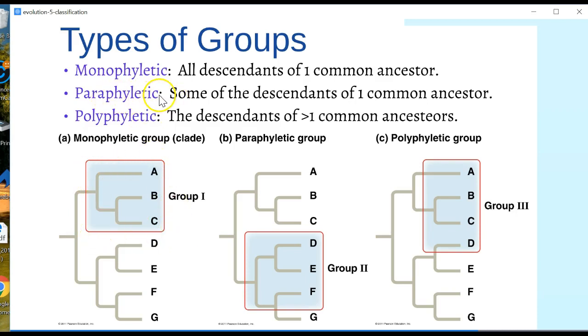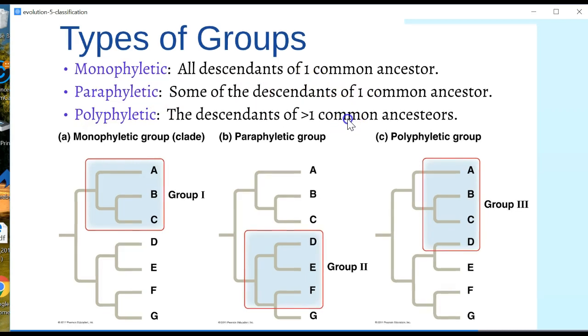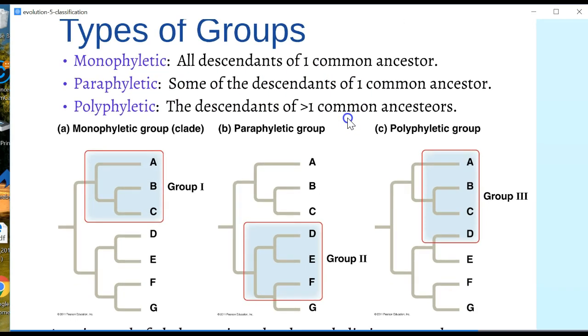A paraphyletic group is some of the descendants of one common ancestor, just like this. So some of the descendants, but see how we neglected G? So it's not monophyletic because it only has some of the descendants of that one common ancestor, which is here. And then finally, the polyphyletic group. These are the descendants of more than one common ancestor. So here we've included A, B, C. We also have D, whose common ancestor is not until we get down here with A, B, and C.